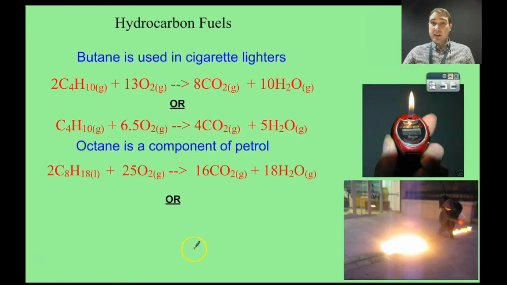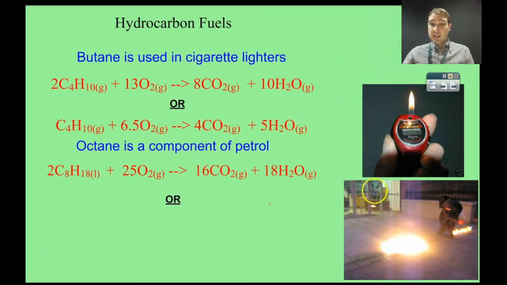So let's have a look at some other hydrocarbon fuels. So here's butane being burnt in a cigarette lighter. So butane plus oxygen goes to carbon dioxide and water. Now in this case, we've doubled everything so that we get a whole number ratio for all of our reactants and products. You don't have to do that though. So you could have, rather than having 2, you can divide everything by 2, and you get 1 butane, 6.5 oxygens, 4 carbon dioxides and 5 waters. Both of these are acceptable. It's important to mention that these aren't thermochemical equations because we don't have a delta H value.